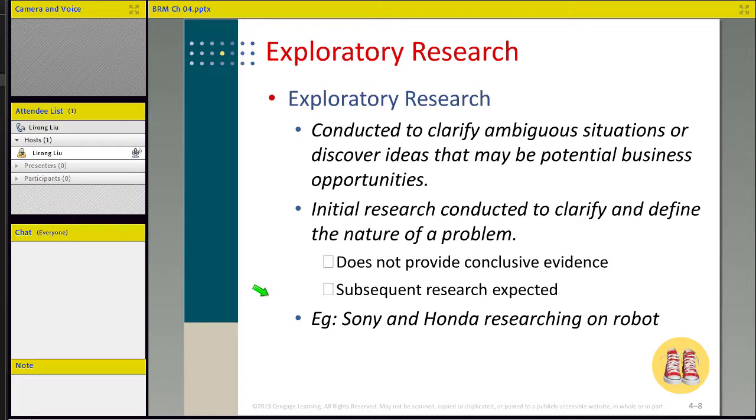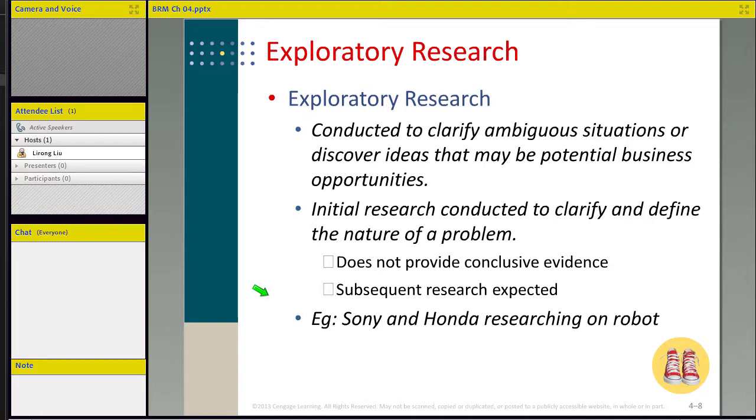So exploratory research is usually conducted to clarify ambiguous situations or discover ideas that may be potential business opportunities. Okay, this is typically the initial research conducted to clarify and define the nature of the problem. At the very beginning, if you only observe your symptoms and you don't observe the real problem, you will need to conduct exploratory research to further define the nature of the problem, to further determine what the real problem is. Okay?